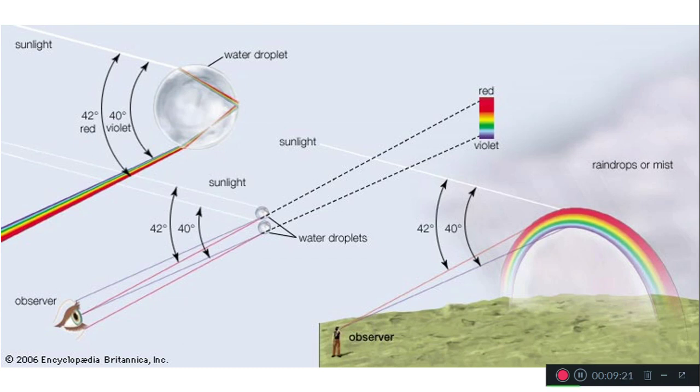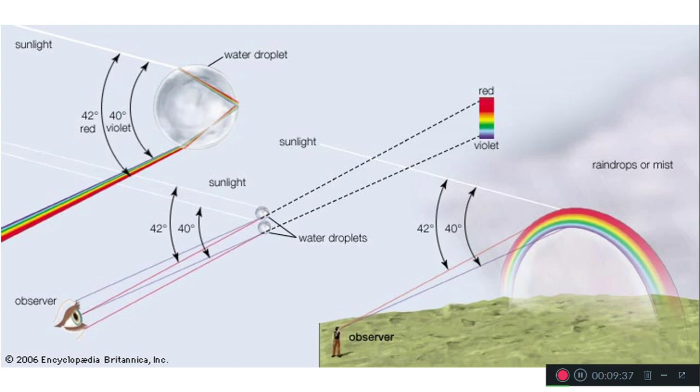And because water droplets are spherical, it doesn't matter how big they are, you can always work out the geometry, and it always turns out that blue light will leave at about a 40-degree angle and red light will leave at a 42-degree angle. So that's enough to visually notice.